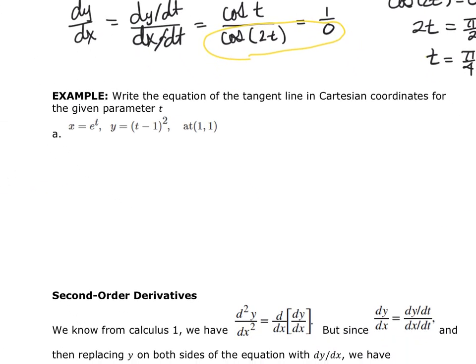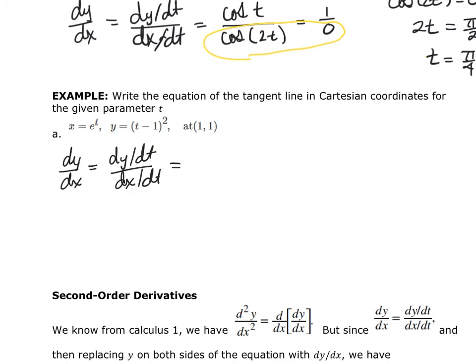Let's take a look at this one. We want to write an equation of the tangent line in Cartesian coordinates for a given parameter. So they're telling us that our x and y are equal to 1, 1. So our ordered pair x comma y is equal to 1, 1. I still want the slope of the tangent line, so I still want the dy dx, which is still going to be equal to dy dt divided by dx dt.